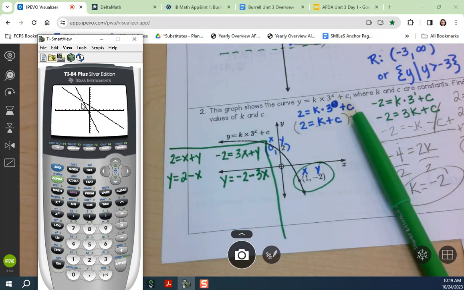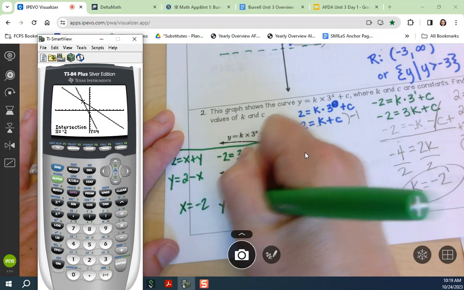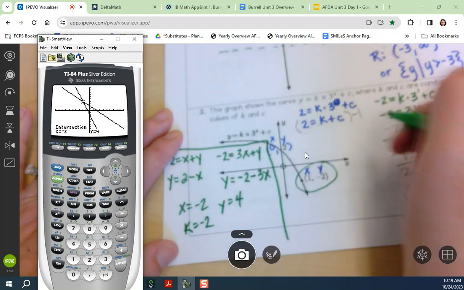And I need to find this point of intersection right here. You might be able to find it on your table. You can also find it with second, calculate, intersect. Enter, enter, enter, and there it is. So x is -2, so that means that k is -2. And then y is 4, and so that means that c is 4. So x is -2, y is 4, which means k is -2, and c is 4.